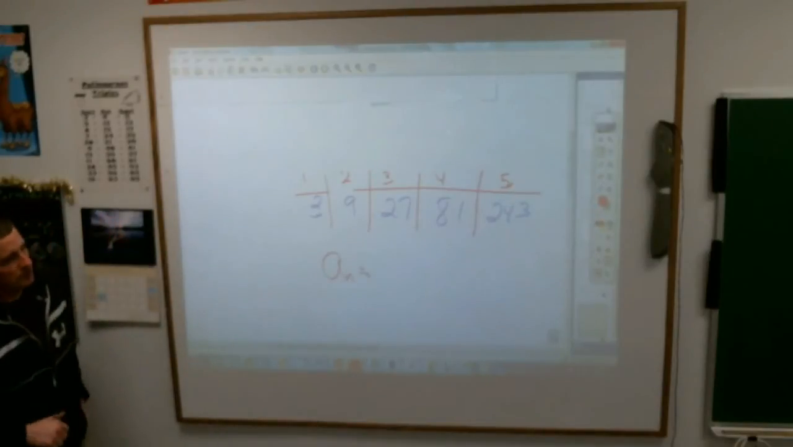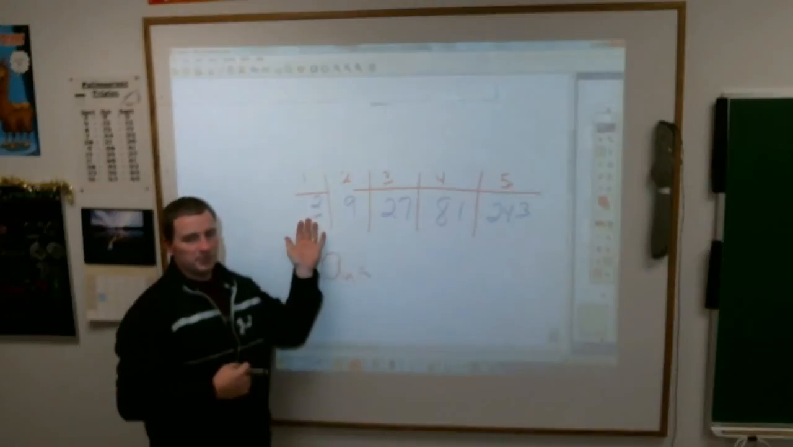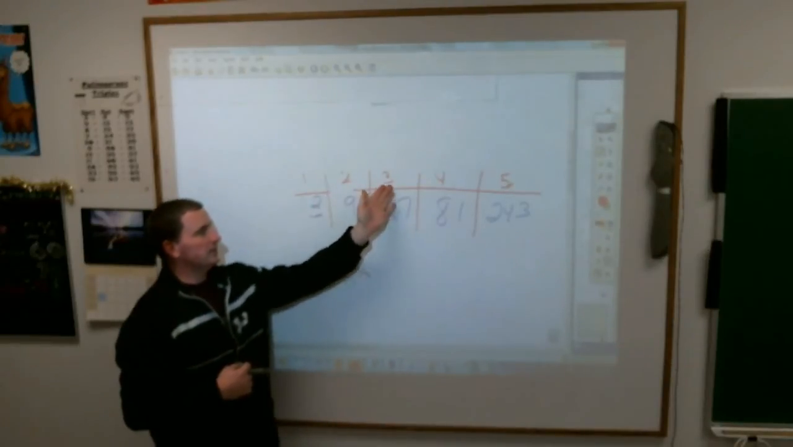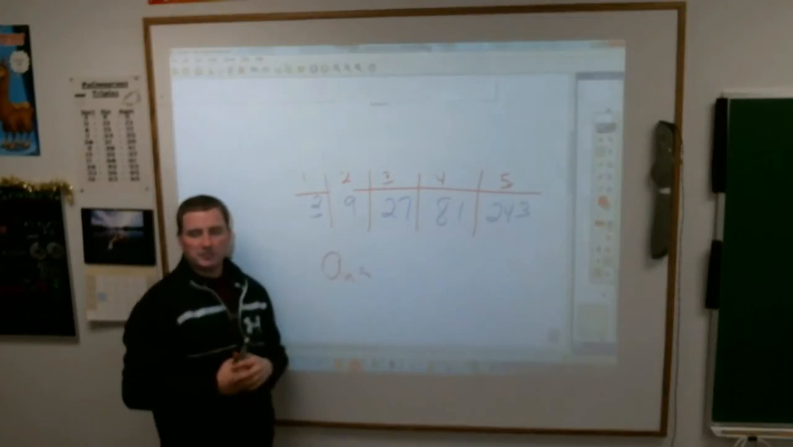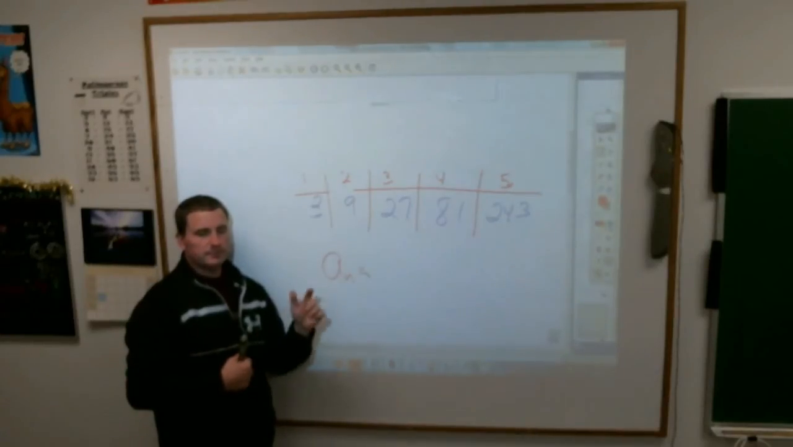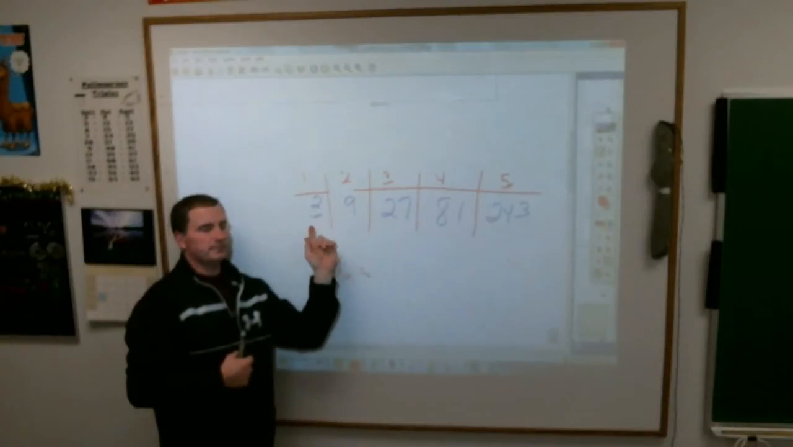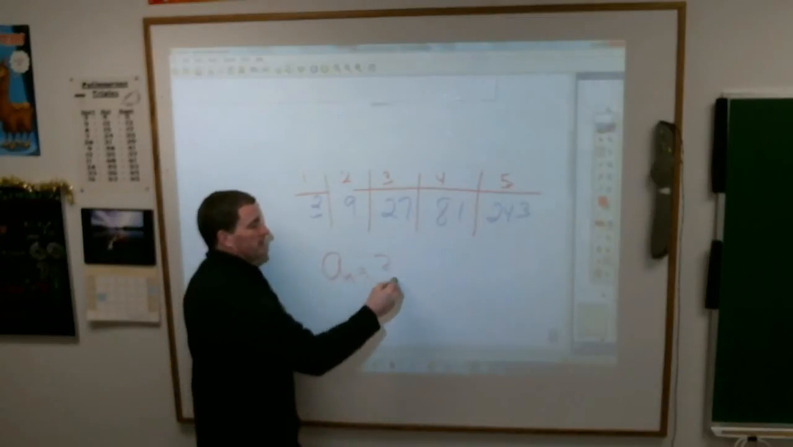And here it gets a little goofy, because this is not a constant difference, this is a constant multiplication thing. What do I do with 1 to get 3, 2 to get 9, 3 to get 27, 4 to get 81? Let me give you a clue here. What's my common factor? 3. That's the same the whole time.